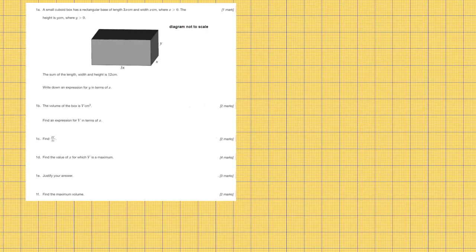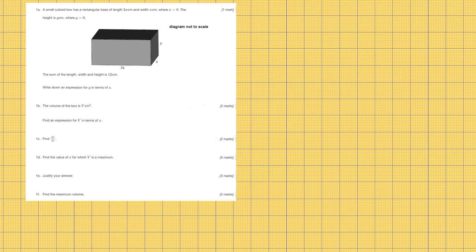This is a typical IB question. A small cuboid box has a rectangular base of length 3x centimeters and width x centimeters, where x is greater than 0. The height is y centimeters, where y is greater than 0. The sum of the length, width and height is 12 centimeters. Write down an expression for y in terms of x.